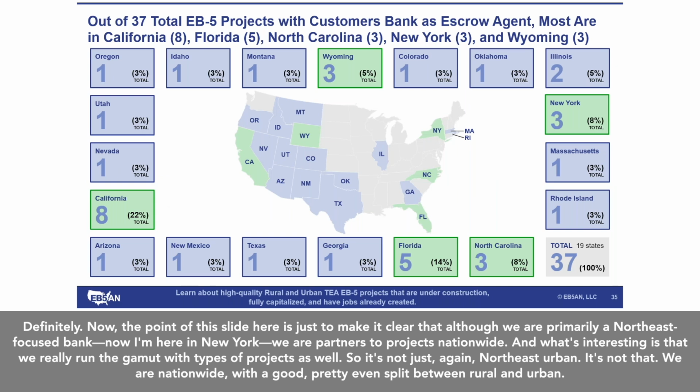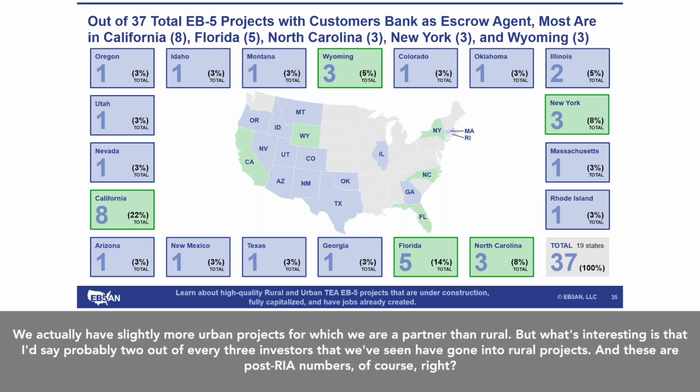Definitely. Now, the point of this slide here is just to make it clear that although we are primarily a Northeast-focused bank, now I'm here in New York, we are partners to projects nationwide. And what's interesting is that we really run the gamut with types of projects as well. So it's not just Northeast, urban, it's not that. We are nationwide with a pretty even split between rural and urban. We actually have slightly more urban projects for which we are a partner than rural.